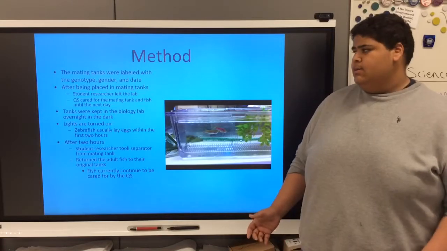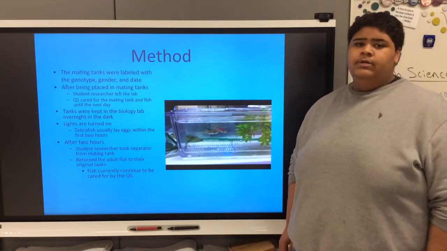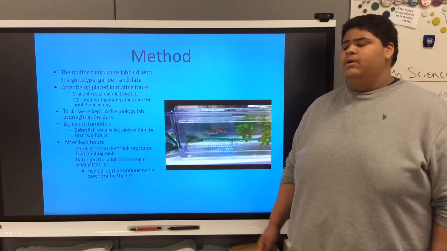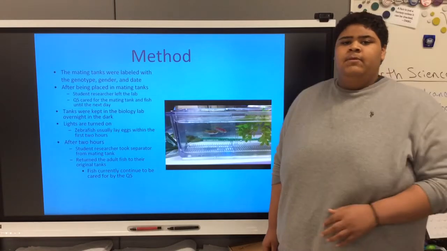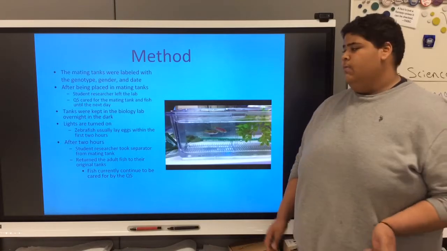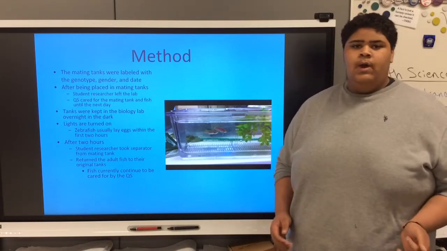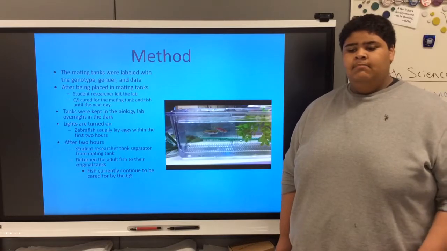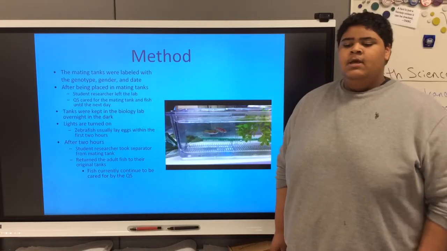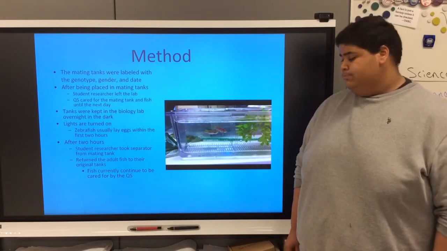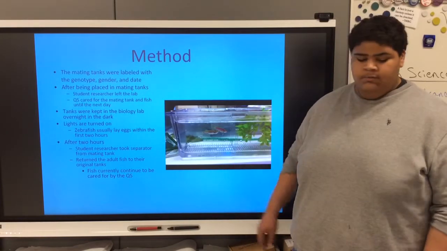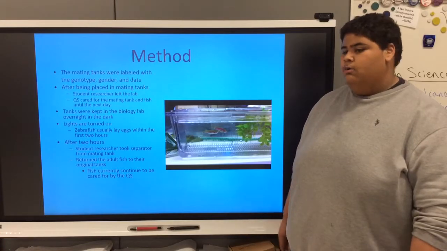I labeled these tanks with the genotype and the gender of the mated adult fish, and the date. After I mated these and put them in the tank, I left them in the care of a qualified scientist, and I came back the next day. The cool thing about zebrafish is they can lay eggs within 2 hours. The next day I came back, the lights of the fish room were turned on, and the eggs were laid. After those 2 hours, I collected the eggs, and I put the female and male adult fish back into their original tank.